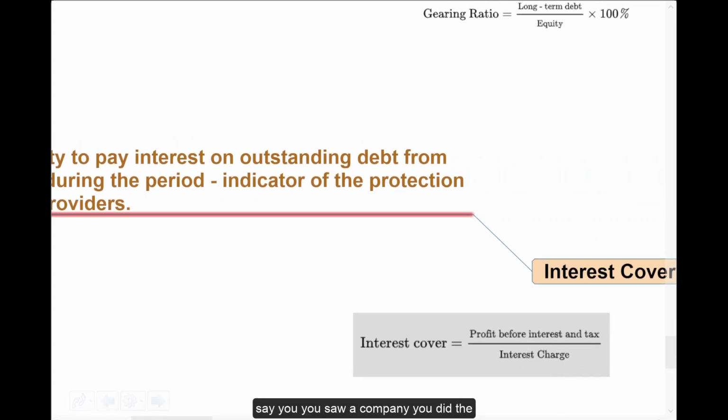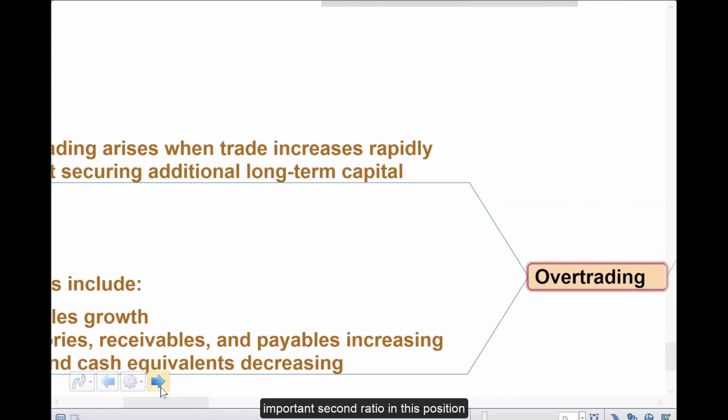So let's just say you saw a company, you did the calculation, and the interest cover was 10 to 1. You'd be much happier than if you saw another company with the interest cover being 2 to 1, because you can see, all else remaining equal, that the first company, i.e. 10 to 1, has much more coverage over interest costs. If profitability were to be affected in some way, shape, or form, it would need to be affected significantly for this company to have a problem paying its interest. Okay? So this is an important second ratio in this position area.